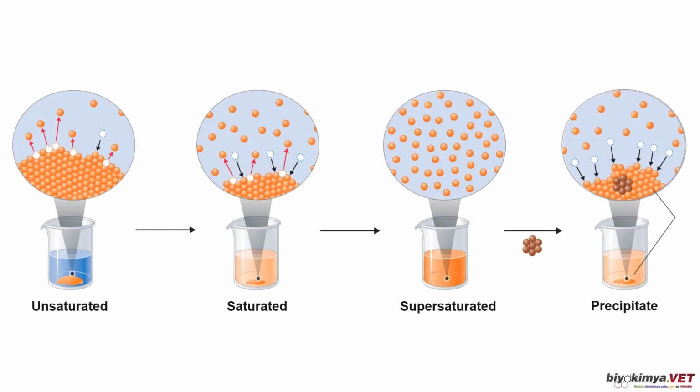In this illustration, as you see, we compare the states of unsaturation, saturation, supersaturation, and precipitation. An unsaturated solution is a chemical solution in which the solute concentration is lower than its equilibrium solubility. A saturated solution is a chemical solution containing the maximum concentration of a solute dissolved in the solvent.